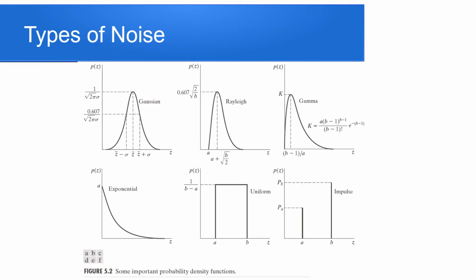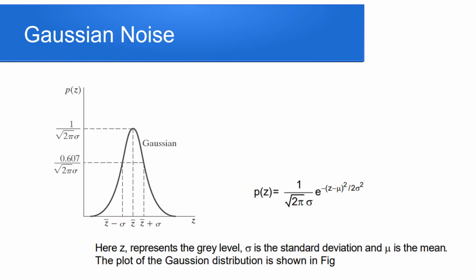Let us now discuss the different types of noise that we can have in an image or a video. So here I have shown Gaussian, Rayleigh, Gamma, Exponential, Uniform and Impulse noise. We have already discussed Gaussian and salt and pepper noise while studying filters. So let us just start with Gaussian noise.